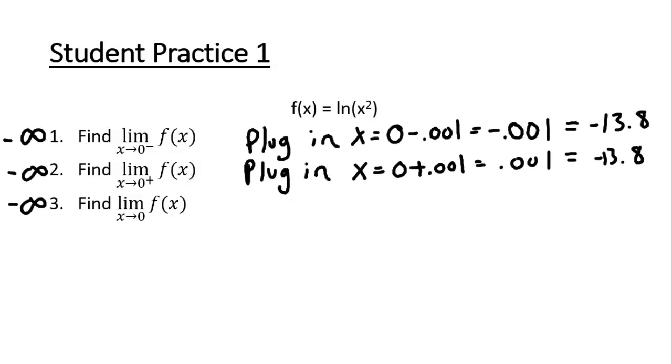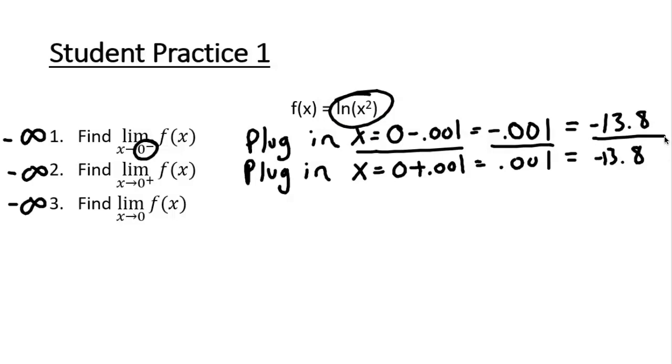Okay, so here's our answers. So if I'm plugging in numbers to the left of 0, then I'm going to subtract from 0.001, which is going to give me negative 0.001. That's what I'm going to plug into this equation. And when I do, I get negative 13.8. Now that's a negative number. It's actually not a very big one.